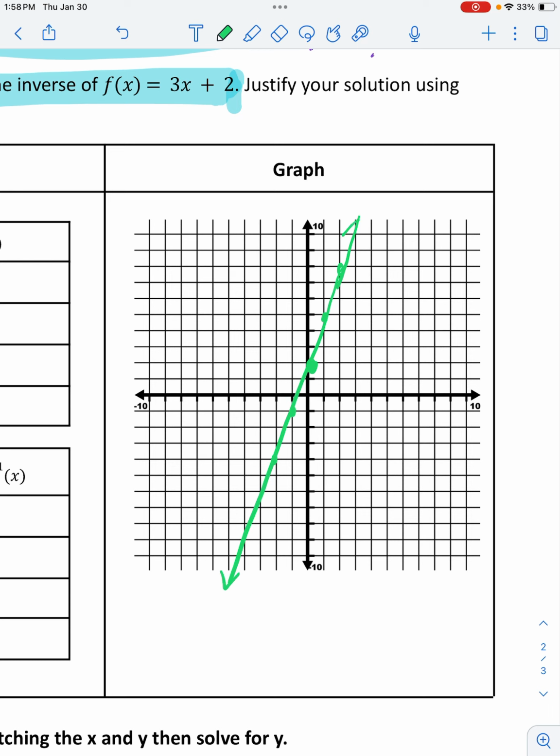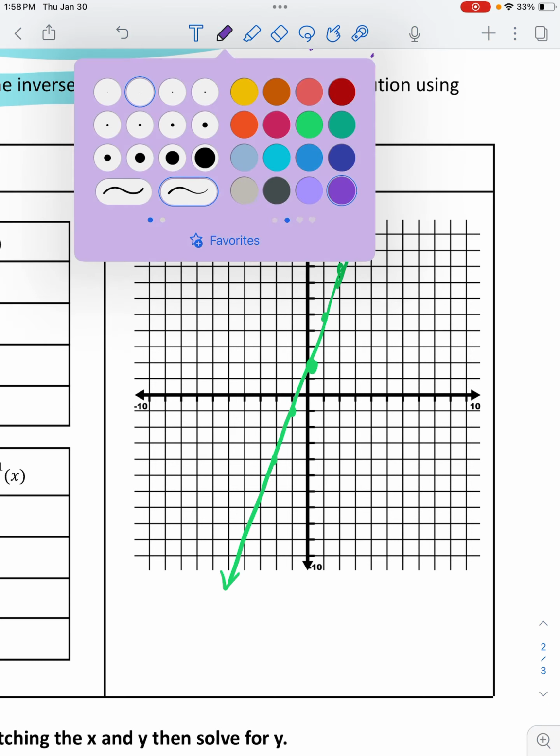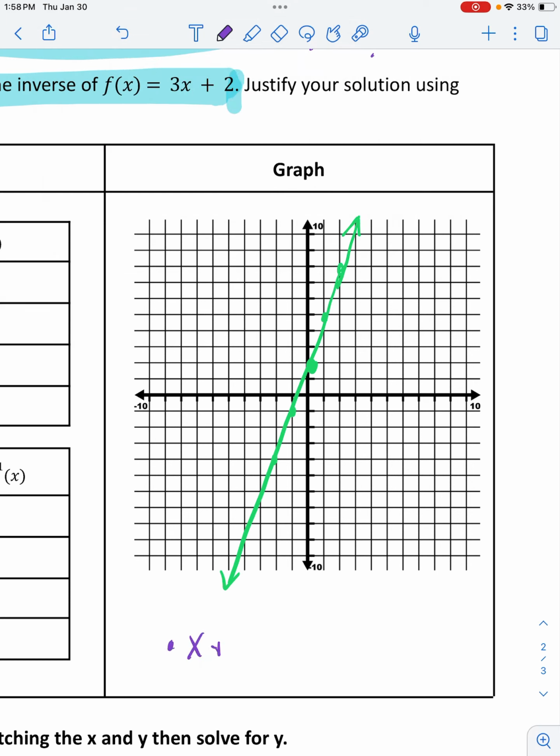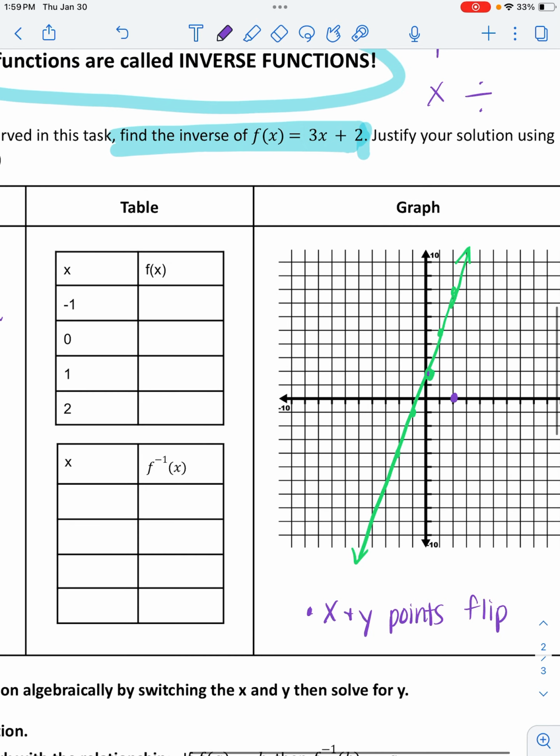Okay, so if I needed to graph the inverse of this, just remember that all x and y points are flipped. So that first point I did was (0, 2). I now need to make it (2, 0). Okay, so you can also kind of do that at the same table. So I know I had (0, 2), so (2, 0).